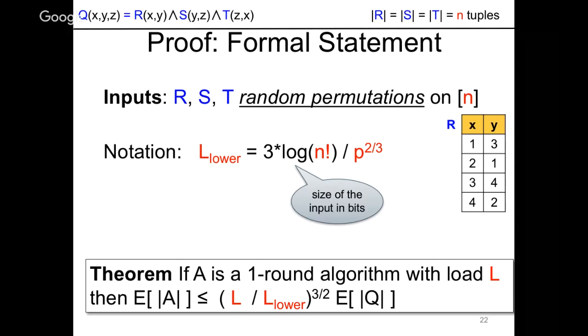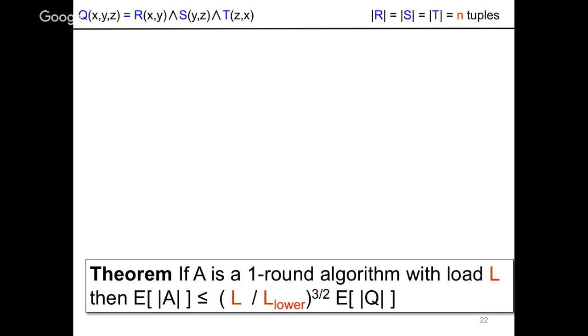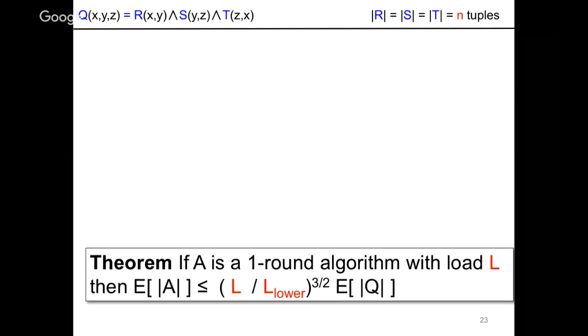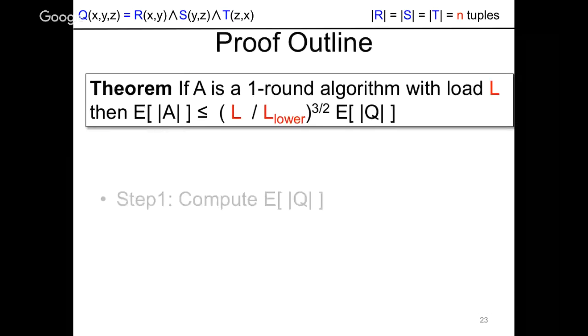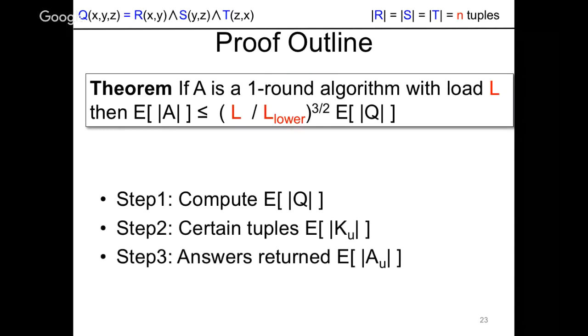Okay, this is a formal statement that we are going to prove. So we will do this in 3 steps. First, I'm going to do a simple exercise: compute how many triangles we expect in the output.